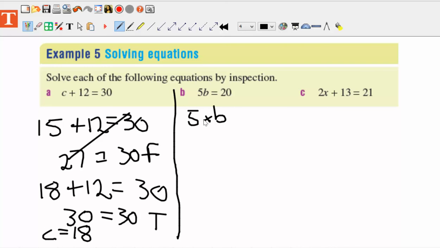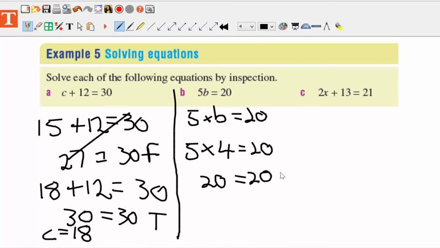5b equals 20. So 5 times b equals 20. Again, if you know your times tables you don't have to keep doing this, but it is basically a guess and check type thing. Straight away I know that b must equal 4, so I'm going to try this. 5 times 4 is 20. So the left side and right side are equal, so I know that one is true, so b must equal 4.